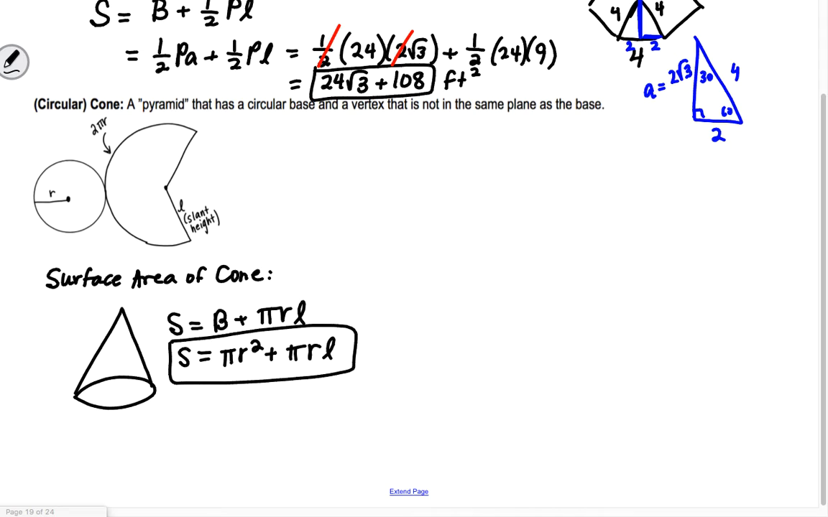And the reason that works the way it does is because if you took your original surface area formula, which is B plus 1/2 PL, and instead of P, you wrote the circumference, which is 2 pi r.